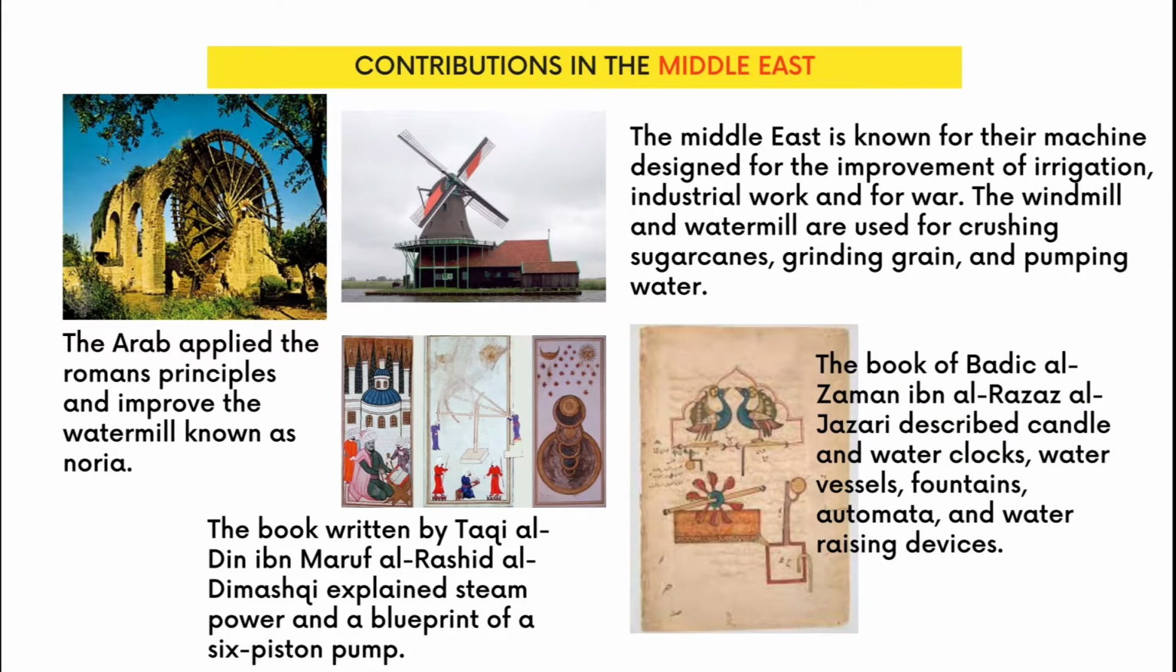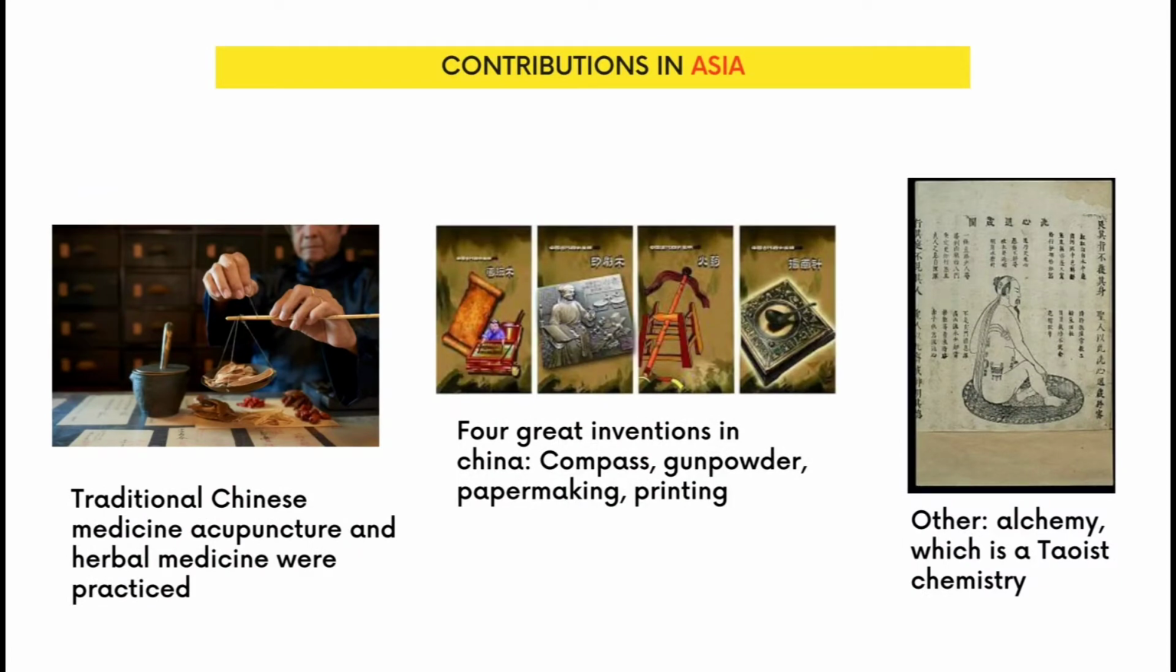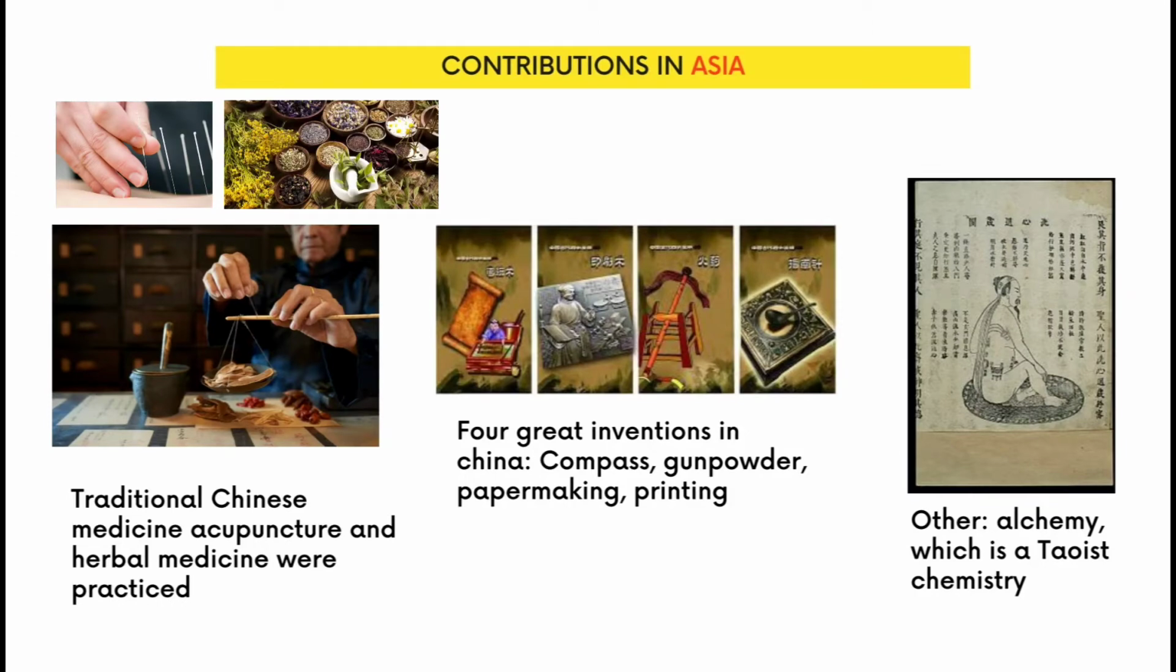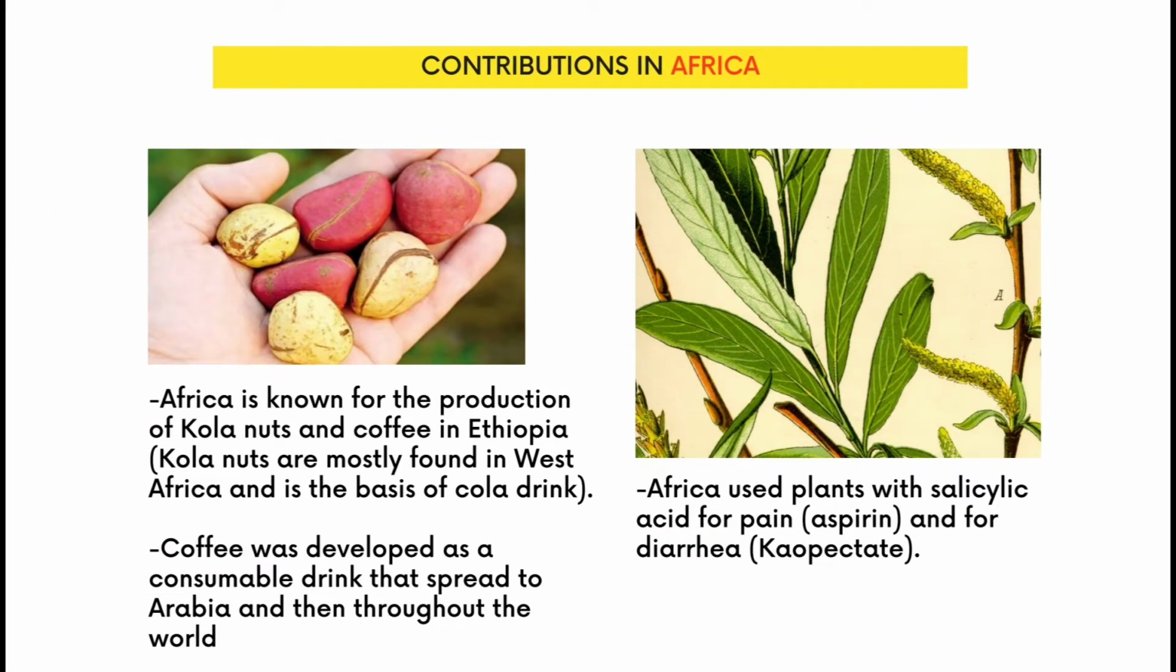The book described candle and water clocks, water vessels, fountains, automata, and water-raising devices. Contributions in Asia. Traditional Chinese medicine, acupuncture, and herbal medicine were practiced. The 4 great inventions in China are the compass, gunpowder, papermaking, and printing. Other contributions include alchemy, which is a Taoist chemistry. Contributions in Africa.